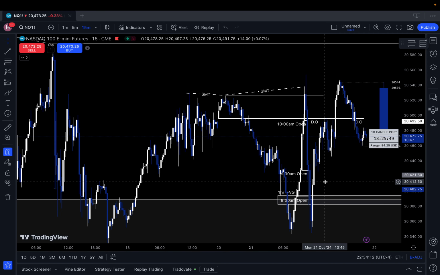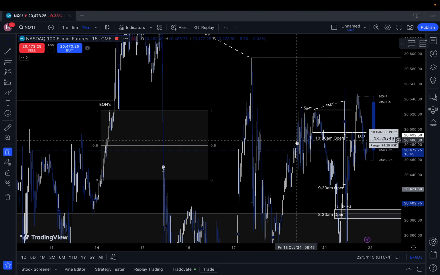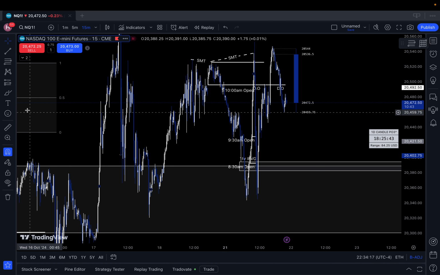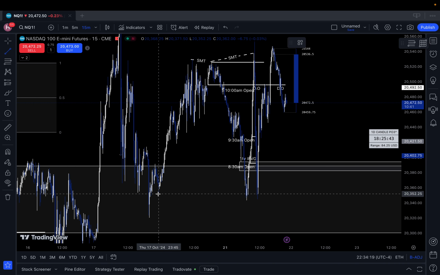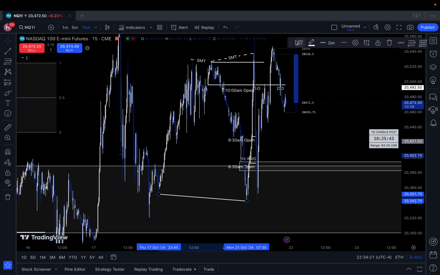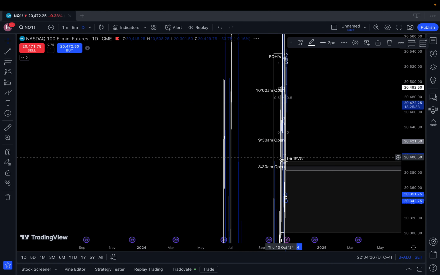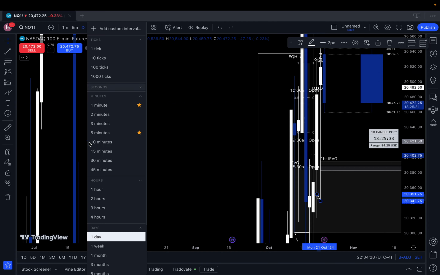Right, so what I noticed coming in today is we had an SMT at this high and an SMT at the low right here. Also on the higher time frame, looking at external price action, I wanted to see pretty much a Monday accumulation.